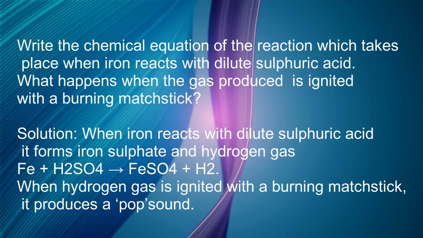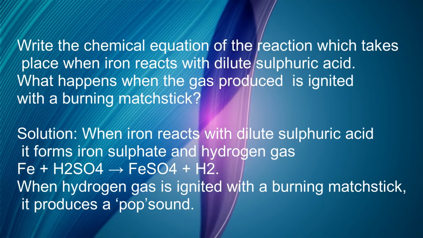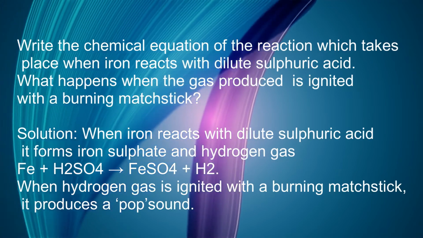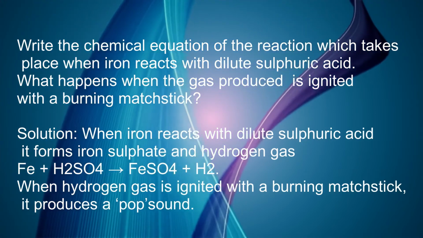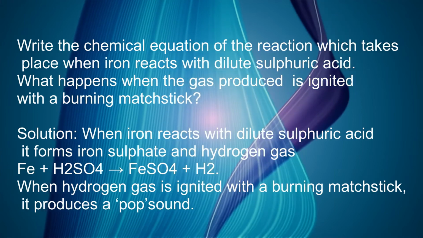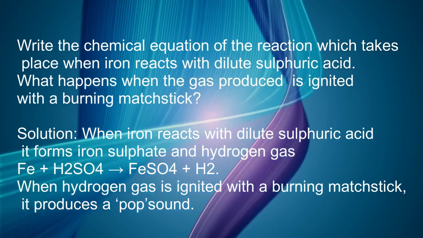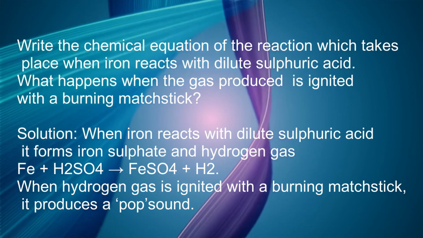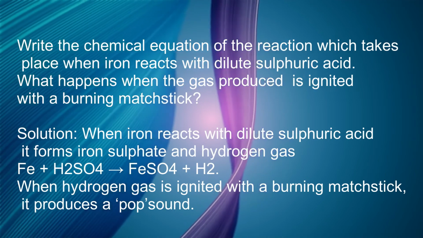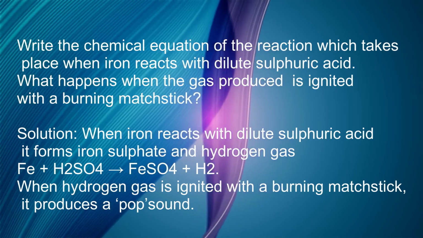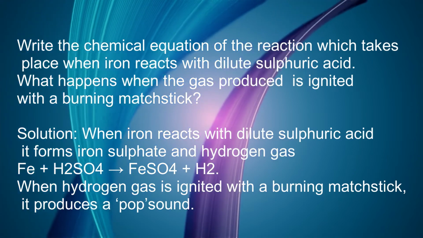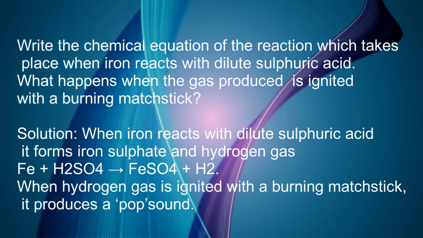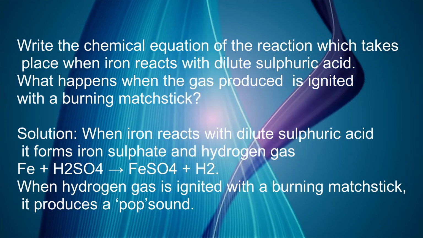Write the chemical equation of the reaction which takes place when iron reacts with dilute sulfuric acid. What happens when the gas produced is ignited with a burning matchstick? Solution: when iron reacts with dilute sulfuric acid it forms iron sulfate and hydrogen gas. Fe (iron, solid) plus H2SO4 (sulfuric acid, aqueous solution) gives FeSO4 (ferrous sulfate, aqueous solution) plus H2 (hydrogen gas).